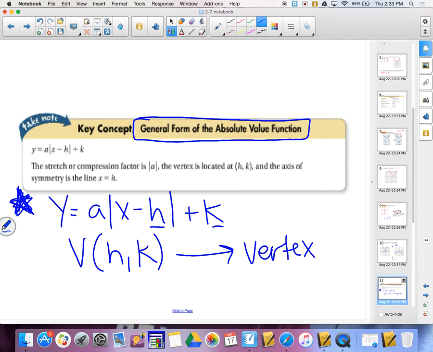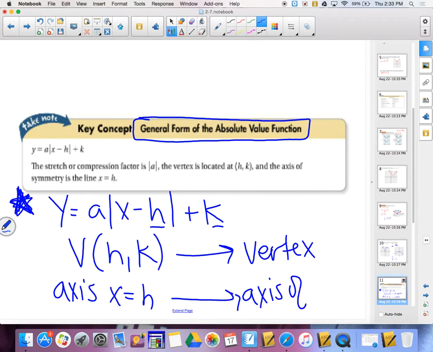The other thing is called the axis of symmetry. The axis of symmetry is x equals h. And we talked about axis of symmetry a while ago. Remember, it's that line where if I take it and fold it, the graphs are going to lay on top of each other? That's what the axis of symmetry means. x equals h. Important information right here. You need to know this. If you know this, the problems will be easy.